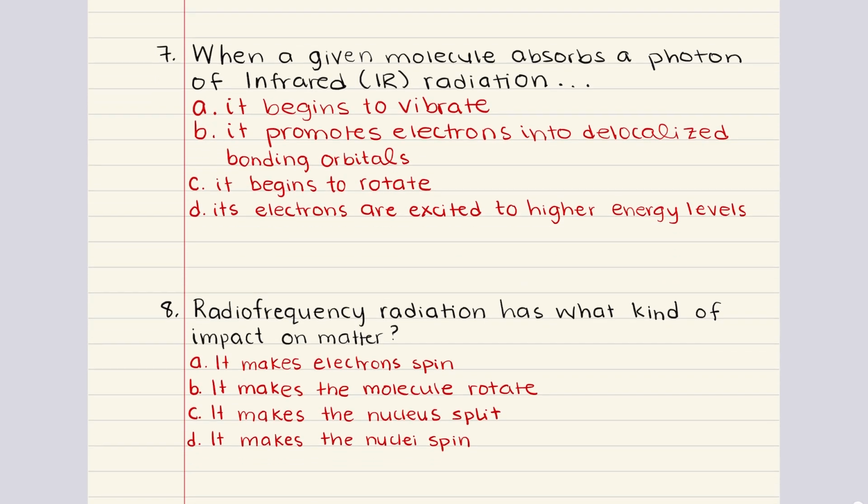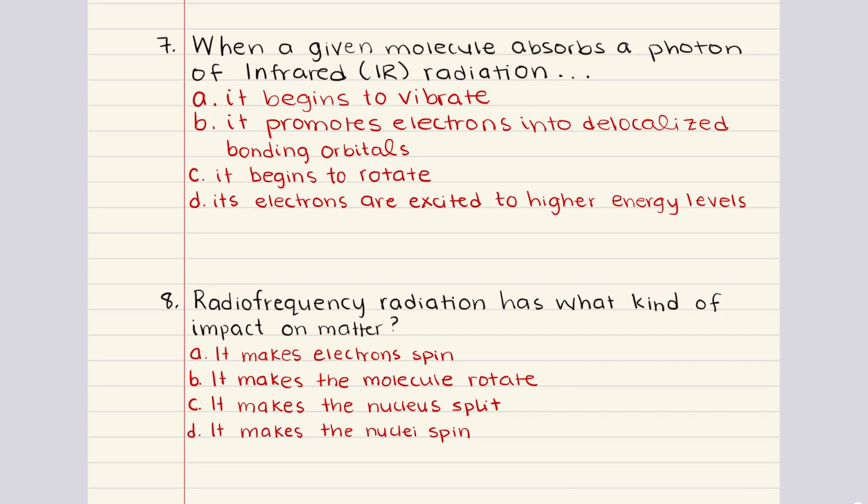The next problem says, when a given molecule absorbs a photon of infrared radiation, blank. A says it begins to vibrate. B says it promotes electrons into delocalized bonding orbitals. C says it begins to rotate. And D says its electrons are excited to higher energy levels.